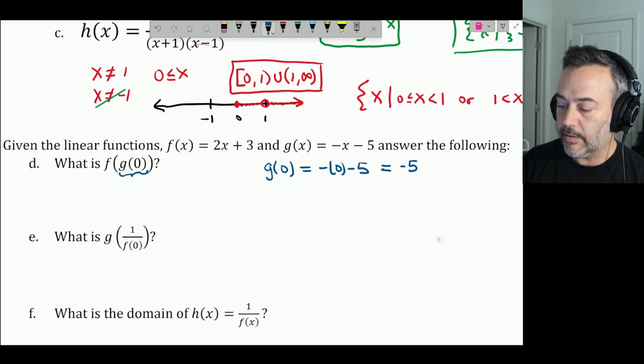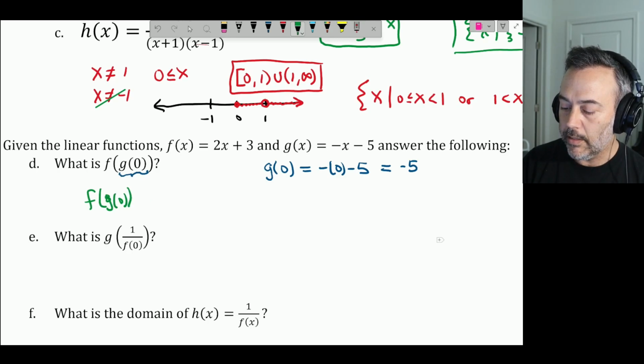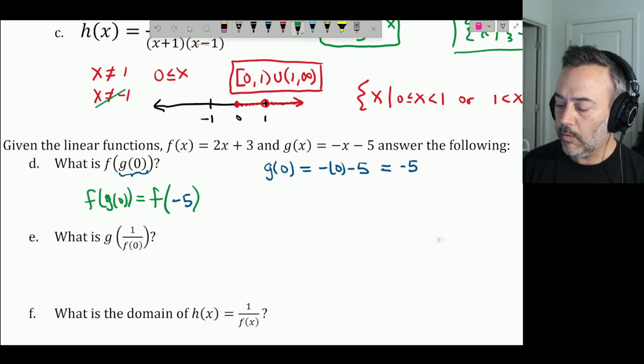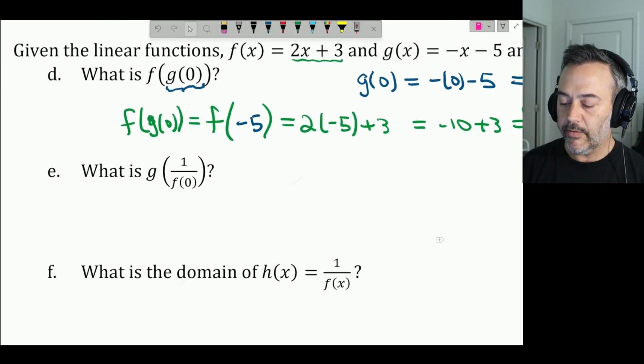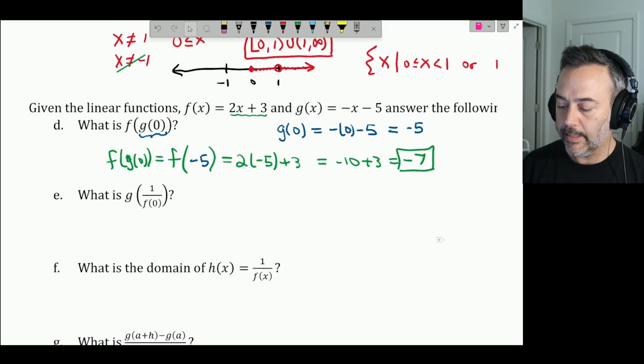So f of g of 0 is the following. I'll do it in green. F of g of 0 equals f of negative 5, because g of 0 is negative 5. Well, what's f of negative 5? I just plug negative 5 into the f function. 2 times negative 5 plus 3 equals negative 10 plus 3 equals negative 7. That's it. It's just a matter of unpacking the definitions from the inside out.